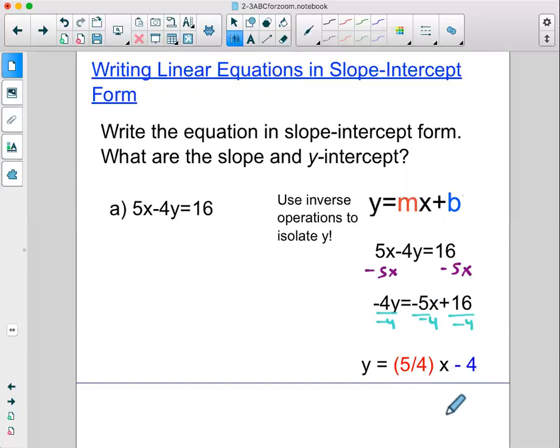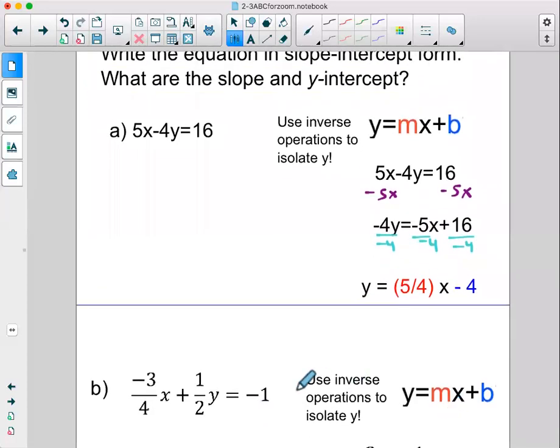b is -4. All right, so now you pause the video and try to put this line into y equals mx plus b form, into slope-intercept form. Pause the video and then press play for the solution.